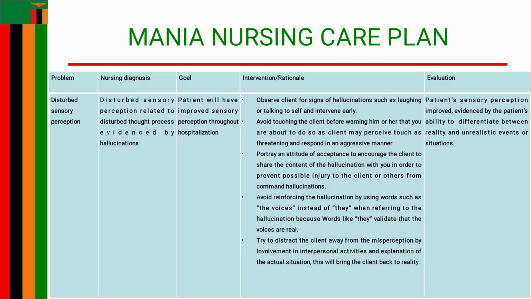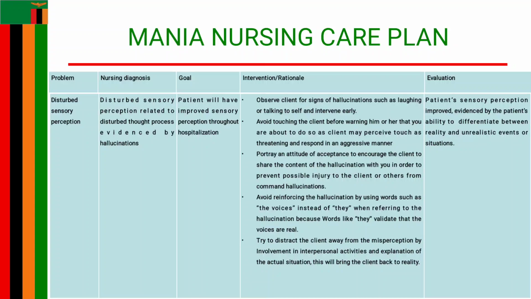Then in terms of the goal, in place of goal, someone else can say aim or objectives. So the goal is: patient will have improved sensory perception throughout hospitalization. Then when we talk of interventions, as usual in a nursing care plan, when writing, you need to come up with at least 4 interventions with rationale.